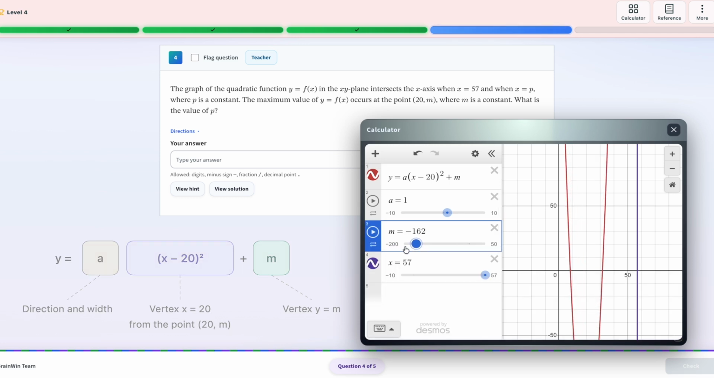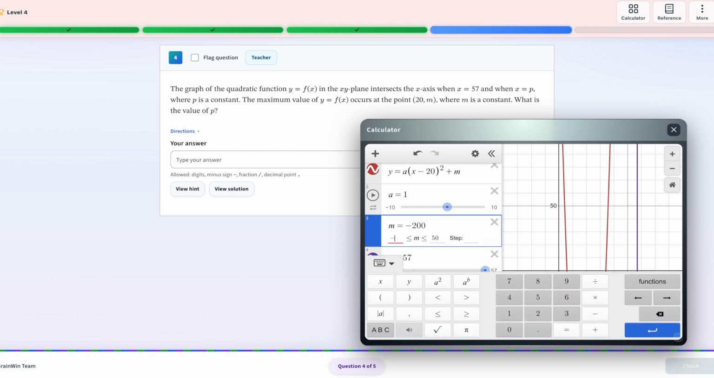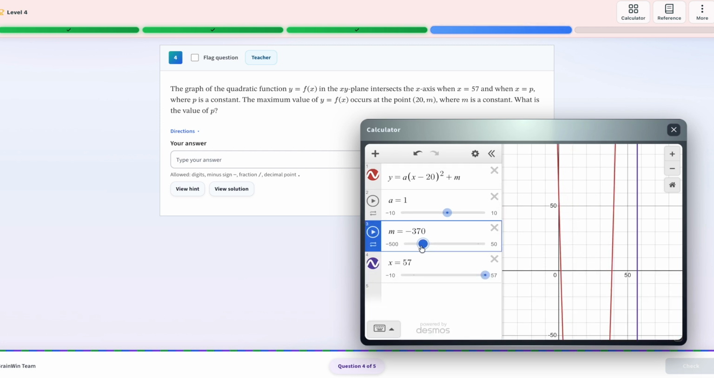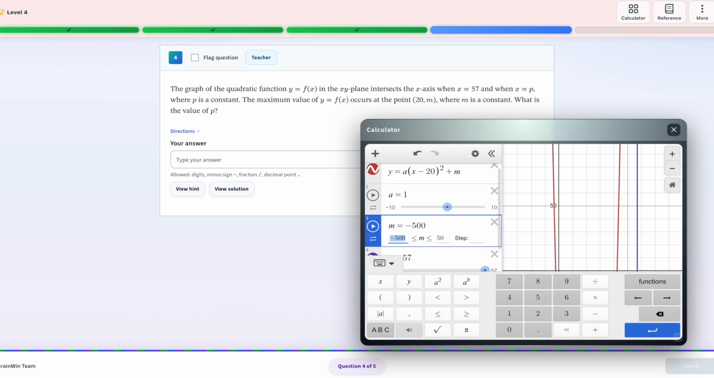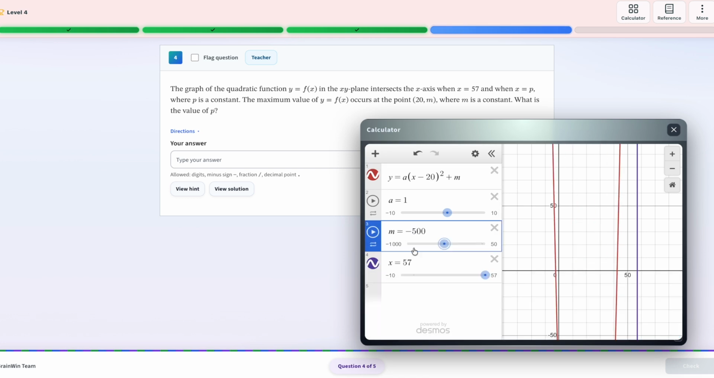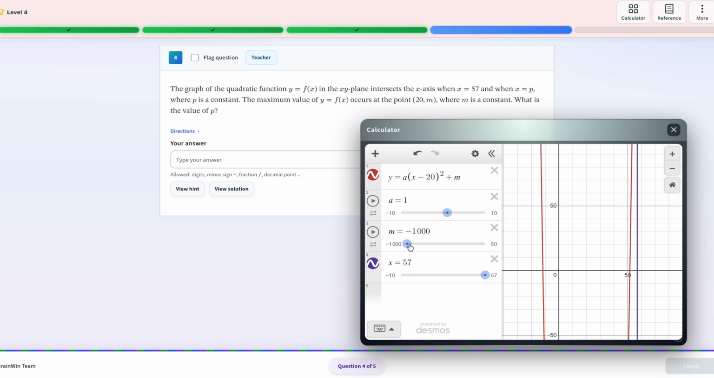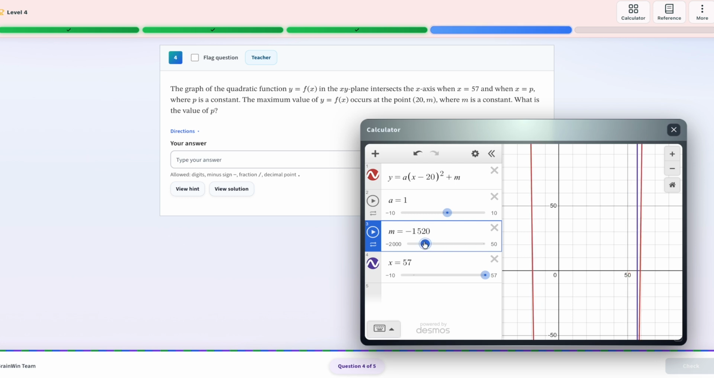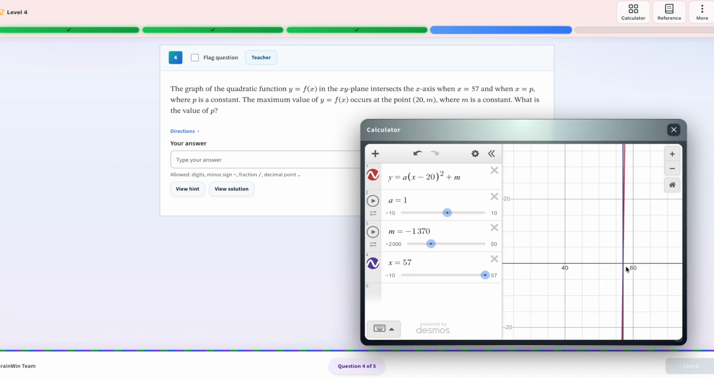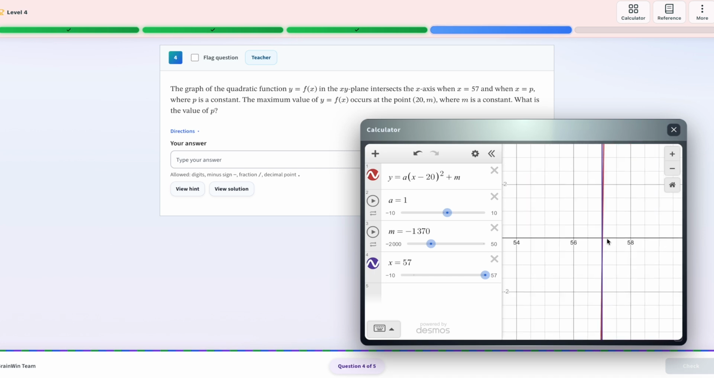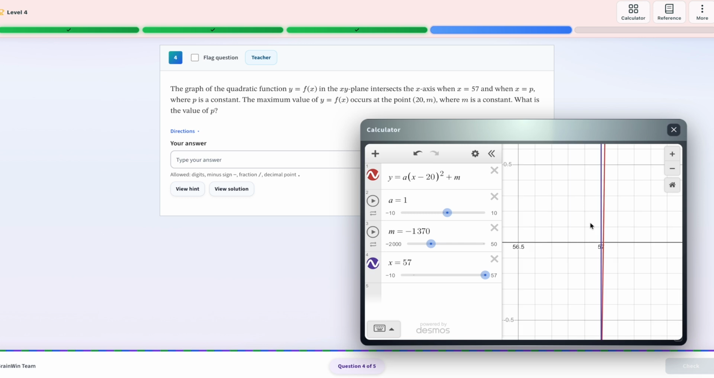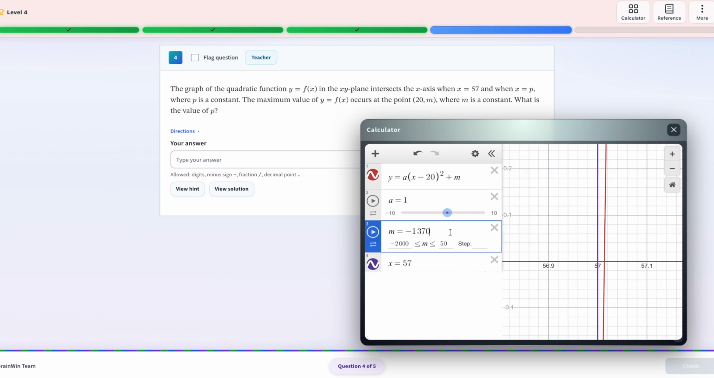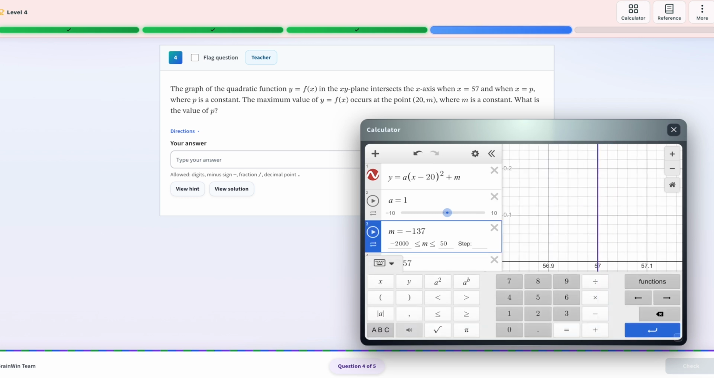We're going to start moving it down, and at m equals negative 200, we're not there yet, and we're going to keep going. You'll want to widen the slider range, and since the value we need is well past the default, around m equals negative 1370, the curve is sitting almost exactly on the line, and at m equals negative 1369, it lands on it.